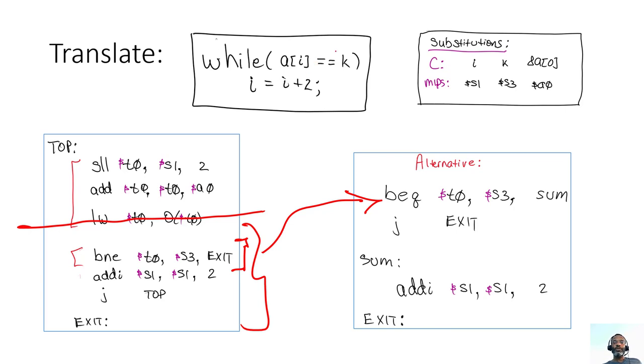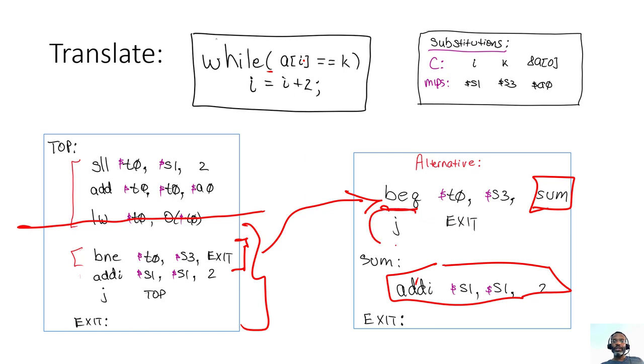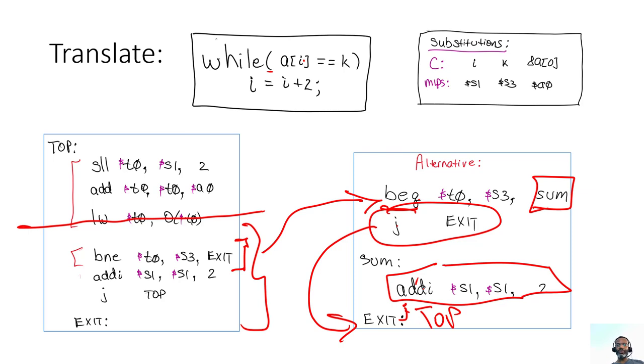You want to jump or do the loop. So if they are equal, we want to go do the sum. And so this does the sum. If they are not equal, then we want to exit. So if they are not equal, we go to the next line, which requires that we jump out to an exit label. Otherwise we do the sum, add I, and after we do that sum, we really need to go back up to the top. So this should be a jump to the top after we've done the addition. Right before the exit, there should be a jump to the top. So make sure you show that correction in there.